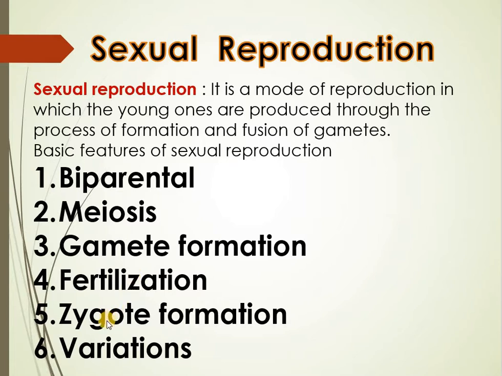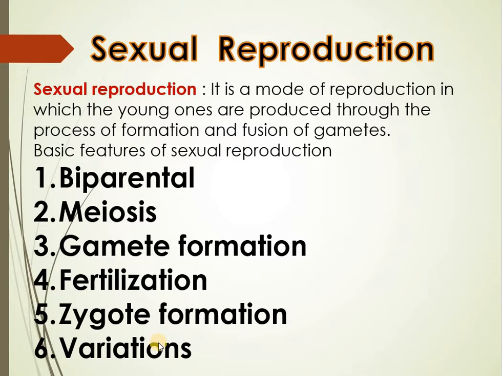After fertilization there is zygote formation. The zygote is a single-cell diploid structure and it develops into a mature individual. All the cell divisions are mitotic.